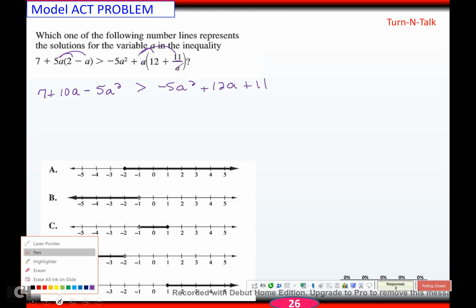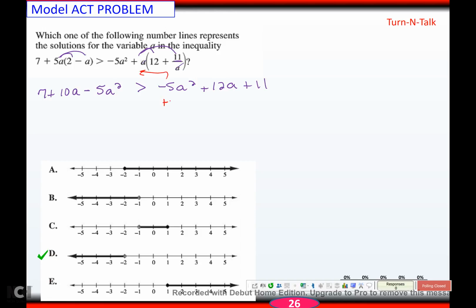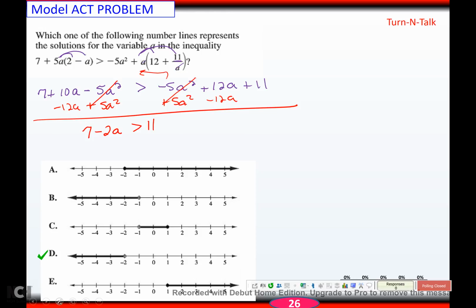Now I see second degree, so I want to get 0 on one side. It doesn't really matter which way you go. I think I'm going to go this way. So I'm going to add 5a squared, and I'm going to add 5a squared. Hey, Merry Christmas, that killed them. Okay, so then I'm going to move the a over there, so I'm going to minus 12a, minus 12a. That gives me 7 minus 2a greater than 11.